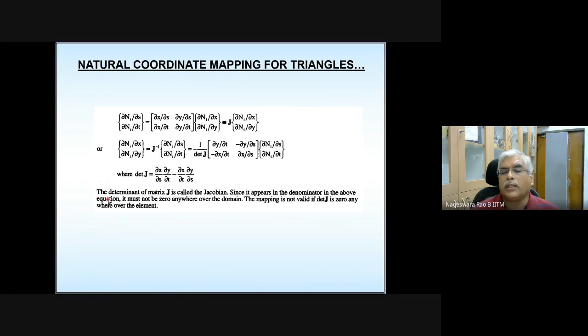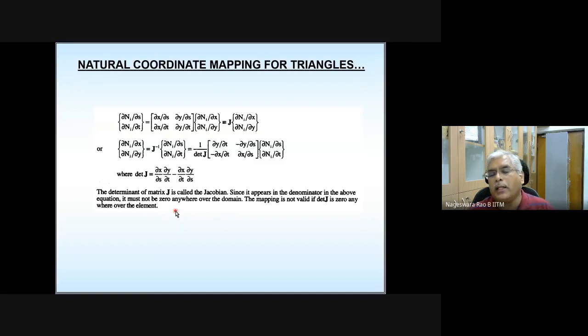And you read this one. The determinant of J is called the Jacobian. Since it appears in the denominator in the above equation, it must not be 0 anywhere over the domain. The mapping is not valid if determinant of J is 0 anywhere over the element.